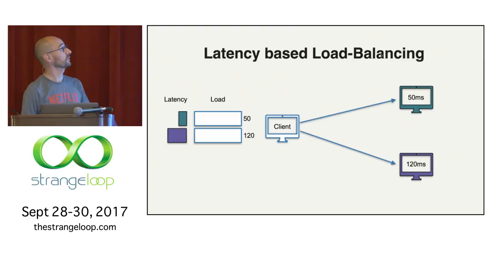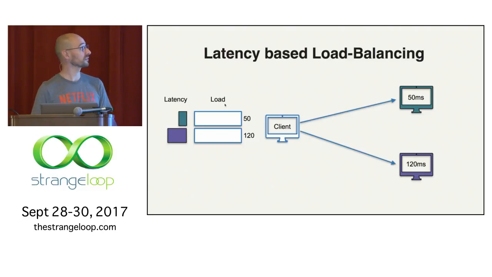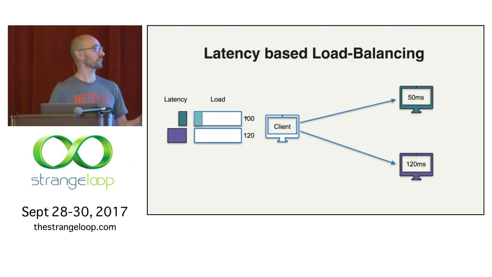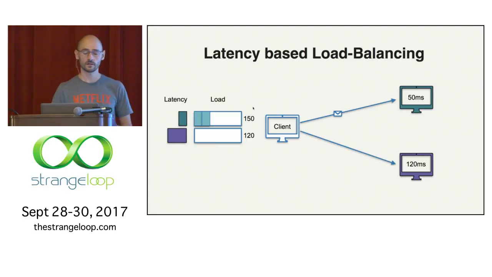So let's take an example, a simple one. You have two servers, one at 50 milliseconds, the other one at 120 milliseconds. On the client side, you want to send a request, so we'll pick the least loaded. The load of those two servers is 50 for the first one and 120 for the second one, so you pick the first one. The load of the first one becomes 100. It's two times the latency. Another request is coming. You want to select a server. In that case, 100 is still lower than 120. So you select the first one again. The load of the first server becomes 150.